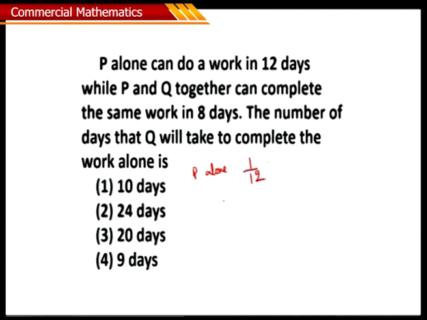1/12 of the work, and P and Q together will take 8 days, means it is 1/8. So what is the work done by Q? Together work minus alone work, means 1/8 minus 1 by 12. This is the work done by Q alone in one day. So what is the LCM of 8 and 12?